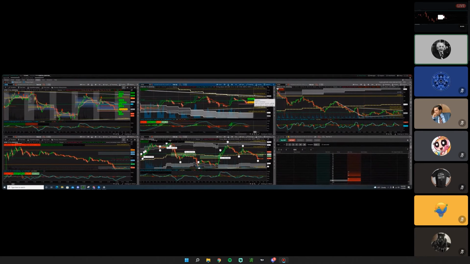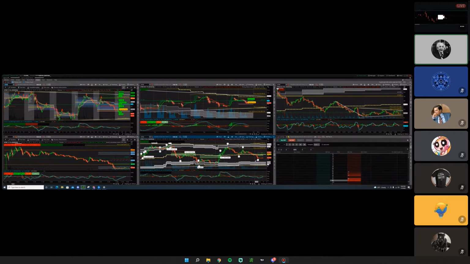So 107 will be a hard rejection. At 102, there's a high chance that we go to 98.41 tomorrow. If we go to 98.41, I will be a buyer here at this level. The cloud is closed.